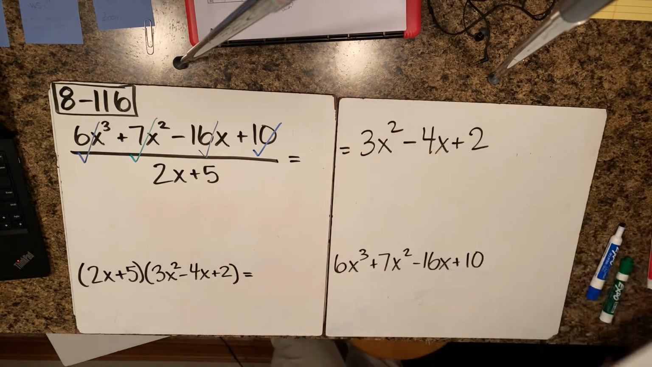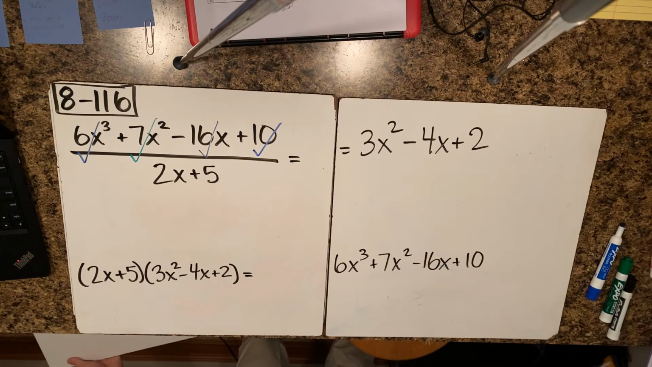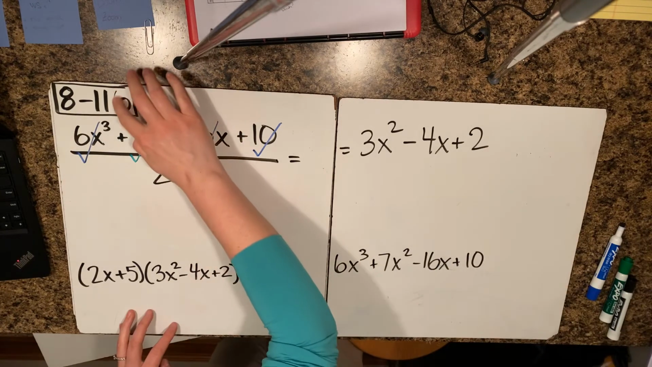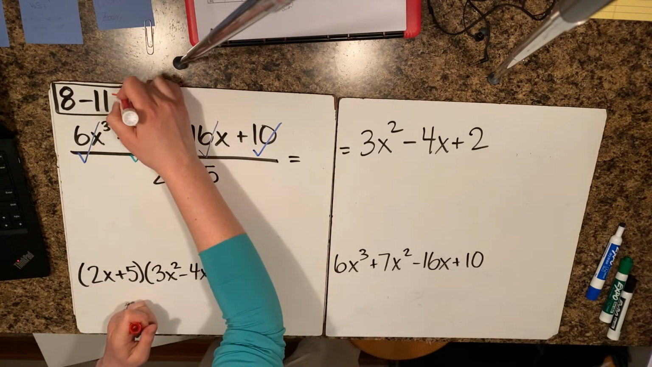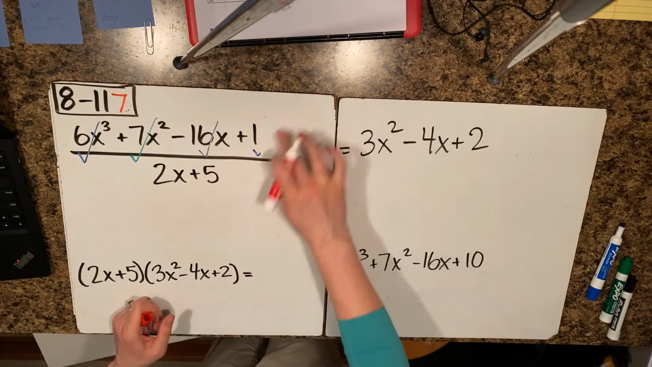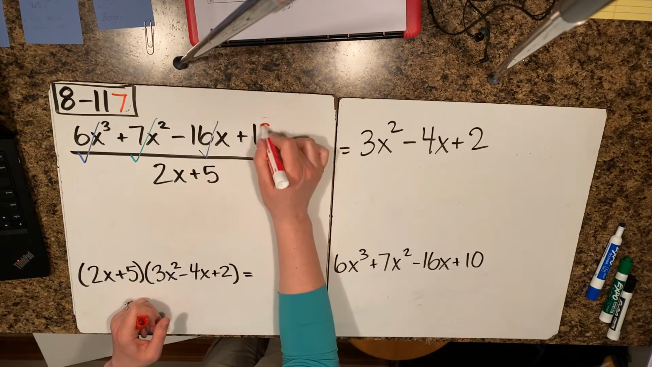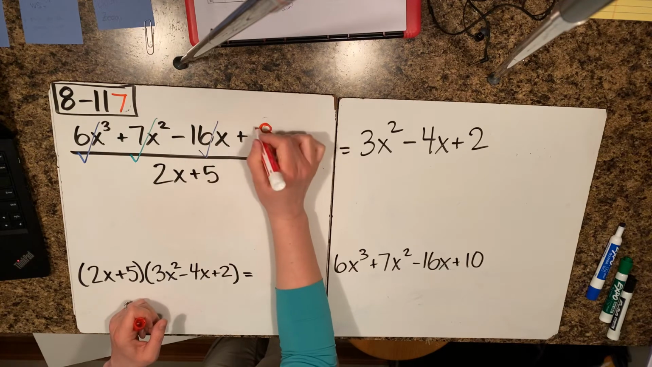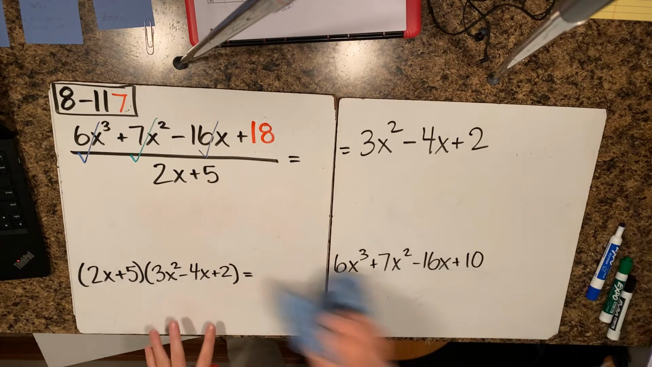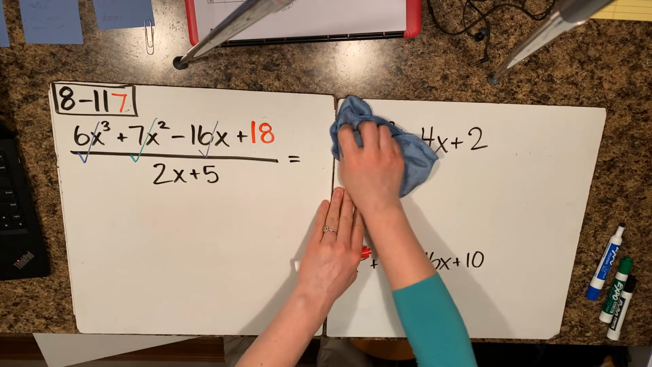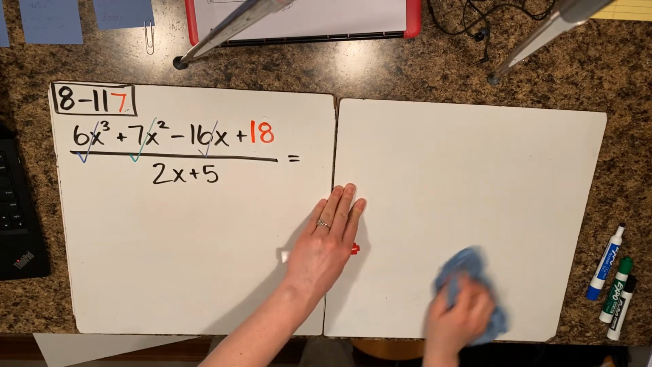Then in question number 117, it says, whoops, Jessica made a mistake. Her mistake wasn't in calculating the problem. She just did what we've all done before. She copied the problem down wrong. So instead of 10 here, what if it's 18 here? Let's see what happens. Whoops, I probably should have kept that, but that's okay.